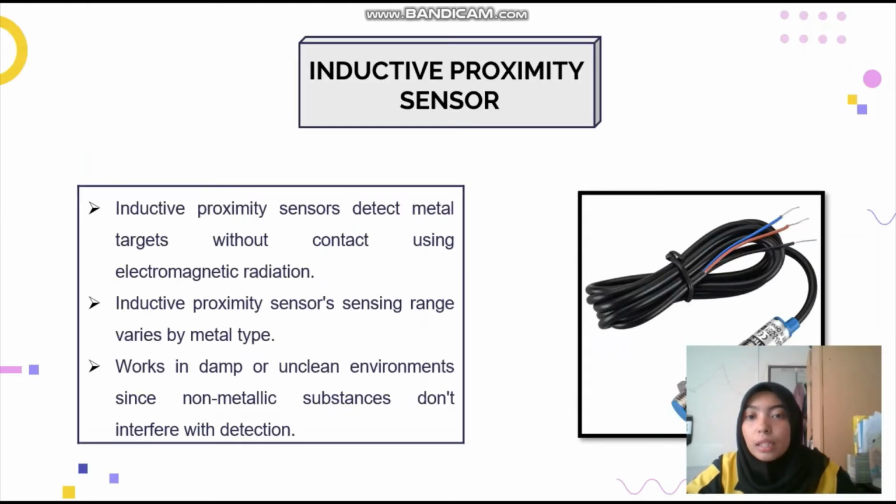The inductive proximity sensor detects metal targets without contact using electromagnetic radiation. Its sensing range varies by metal type, and it works in damp or unclean environments since non-metallic substances don't interfere with the detection.